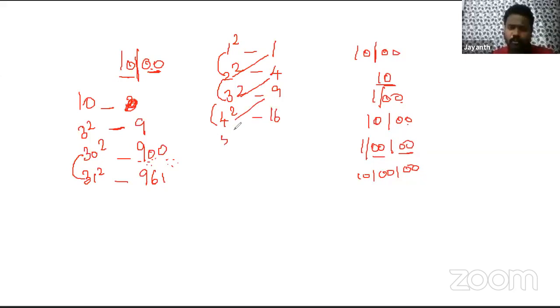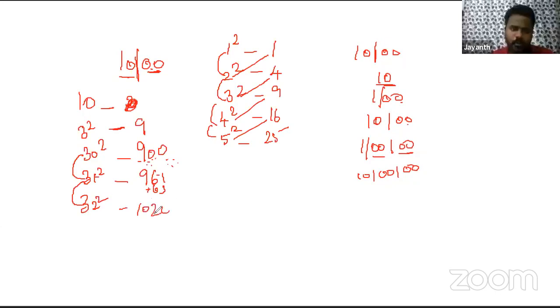So 5 square is what? 4 plus 5 is 9, and 9 added to 16 is 25. Likewise you can go. So 30 square is 900. 31 square is 961. If you go for 32 square, 31 plus 32 is 63. If you add 63 here, it is 1024. Look here, 1024 is more than 1000. So the maximum square we have in 1000 is 31 square. So 31 square is nothing but the maximum square we have in what?